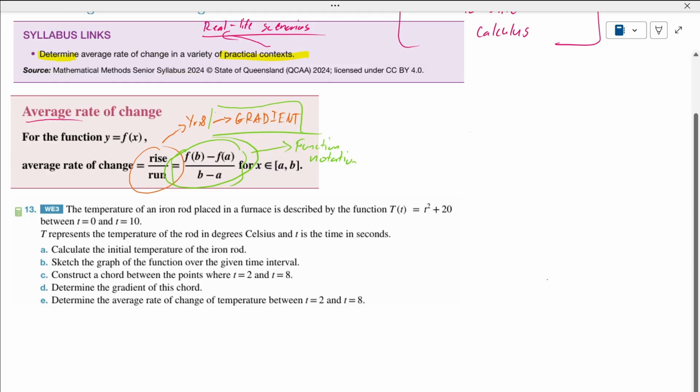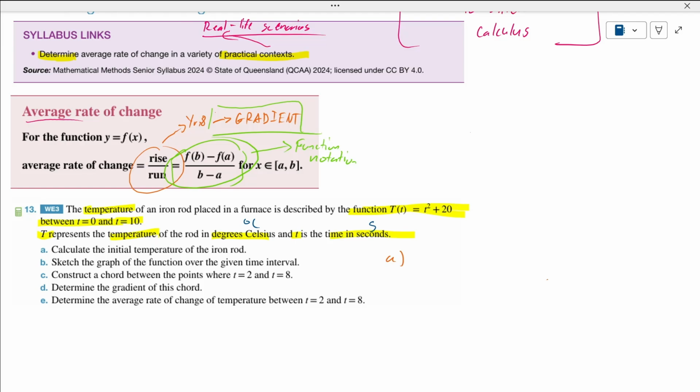The temperature of an iron rod placed in a furnace is described by the function T of small t equals small t squared plus 20, between t equals 0 and t equals 10. Okay, let's highlight the key bits of information we need to know throughout the question. So temperature and the function of t equals t squared plus 20 between t equals 0 and t equals 10. T represents the temperature of the rod in degrees Celsius, and the small t is the time in seconds. Okay, so we know our unit is degrees Celsius for temperature, and our unit for time is going to be seconds.